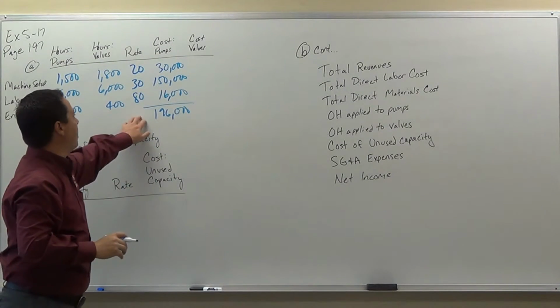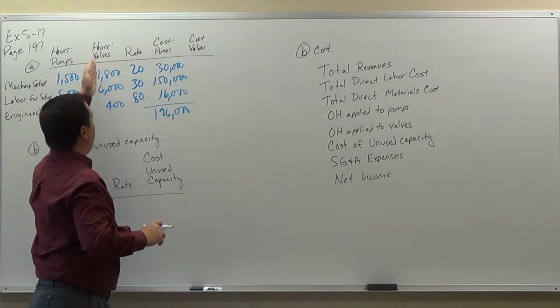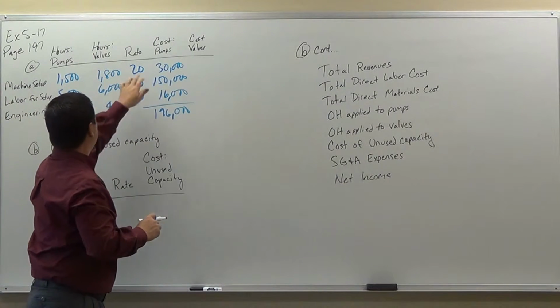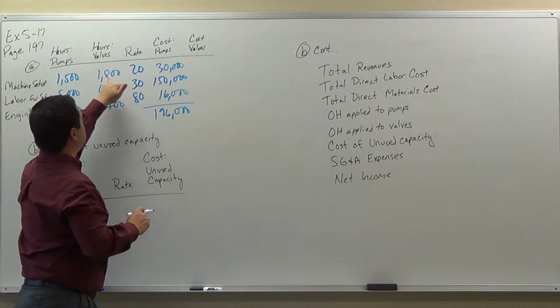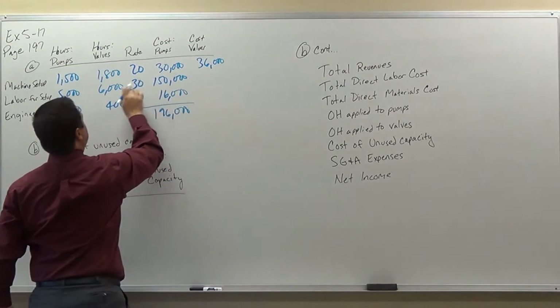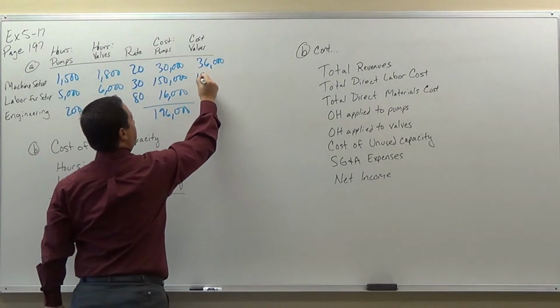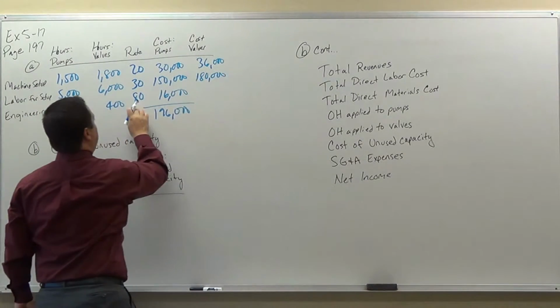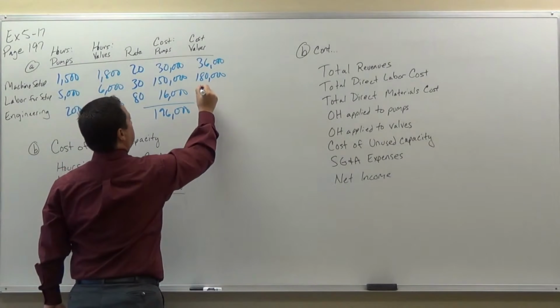So 196,000. Now I'm going to do the valves. I'm going to take my hours of valves times the rate. So I have my 20 times 1,800, which is 36,000. Then my 30 times the 6,000 gives me 180,000. And then my 80 times the 400, which gives me 32,000.